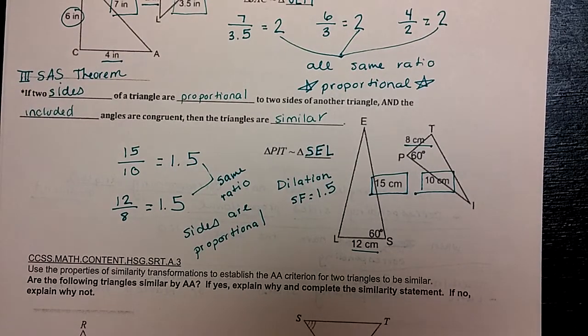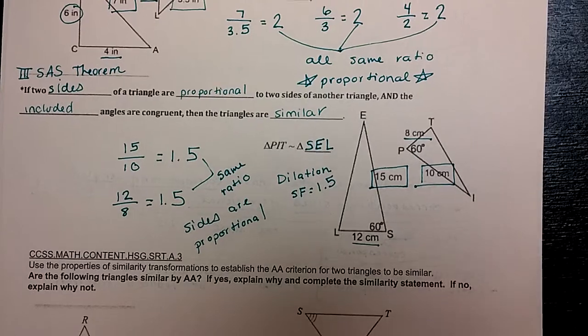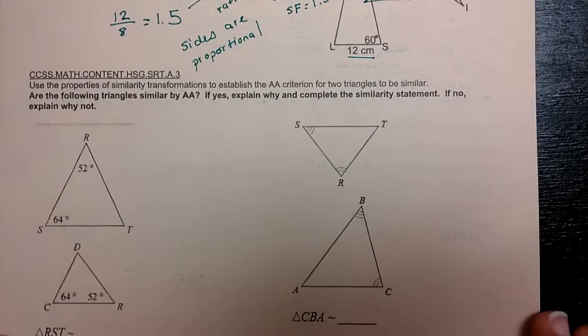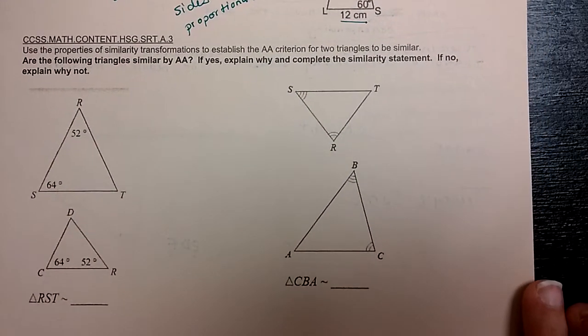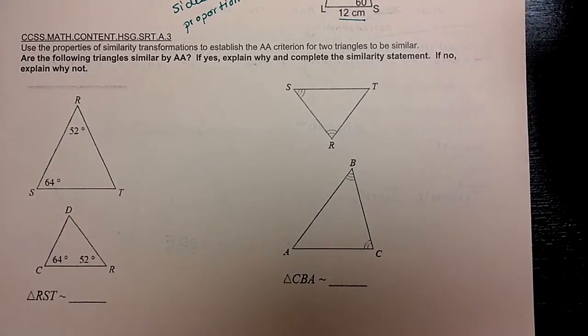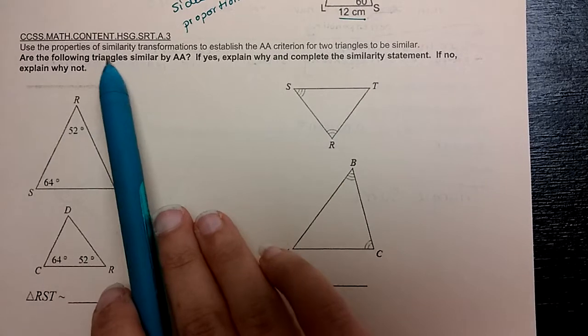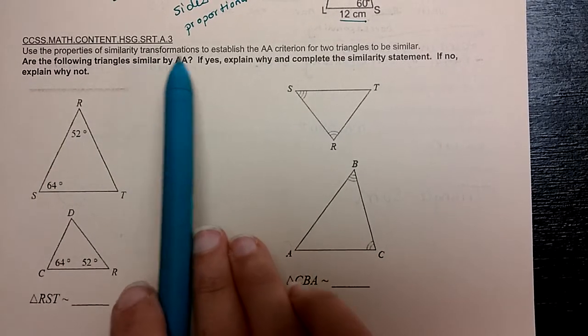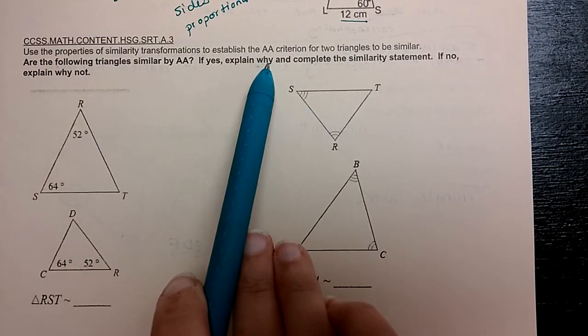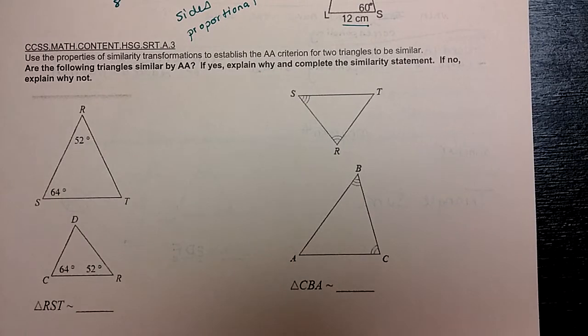I'm going to do one example of each standard that you could be asked. The first type of problem, the first standard, deals with only the angle theorem. The directions will ask you, are the following triangles similar by angle? If yes, explain why and complete the similarity statement. If no, explain why not.